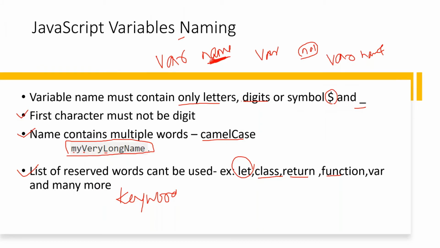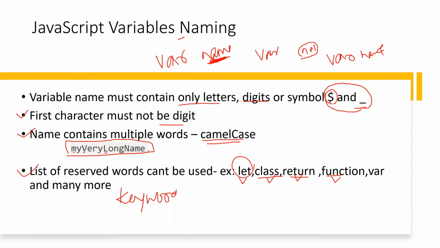So whenever you are going to create a variable, follow these four points. A variable name should contain only letters, digits, or the special symbols dollar and underscore. These two special symbols are allowed in the variable name. Never use a digit as the first character of your variable name, and always follow camel case. It will not allow any keyword or reserved word to be used as a variable name.